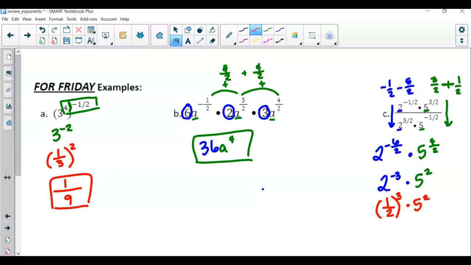Now let's continue simplifying. Well, that's 1 to the third power, 1 times 1 times 1, so that's still 1, over 2 to the third power, which is 2 times 2 times 2, which is 8, times 5 squared. Well, that's just 25. Now, when multiplying, you can't really divide evenly, so we're going to leave this as 25/8.